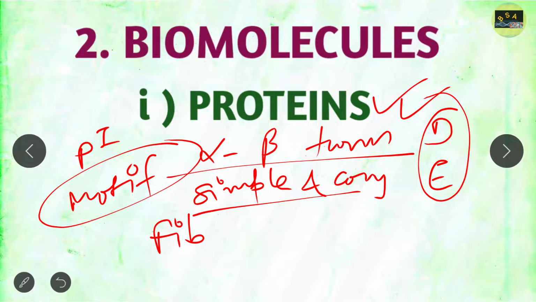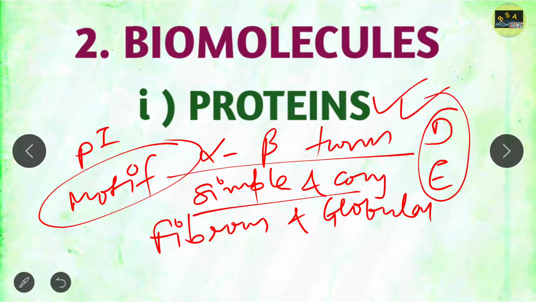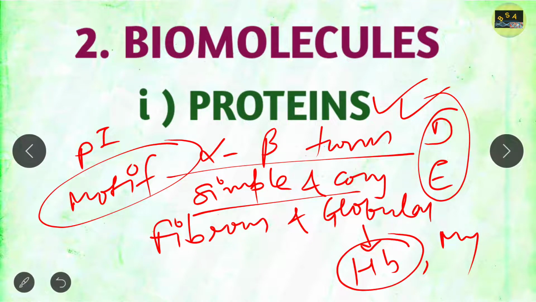Very important: fibrous and globular protein. In fibrous protein you should have the idea about collagen, elastin; you should know all these things. And in globular protein you have to read about oxygen transport, about hemoglobin, myoglobin, and especially about the oxygen transport in hemoglobin, because many times you get questions from all these things. Okay, so these are some of the most important topics related to proteins.